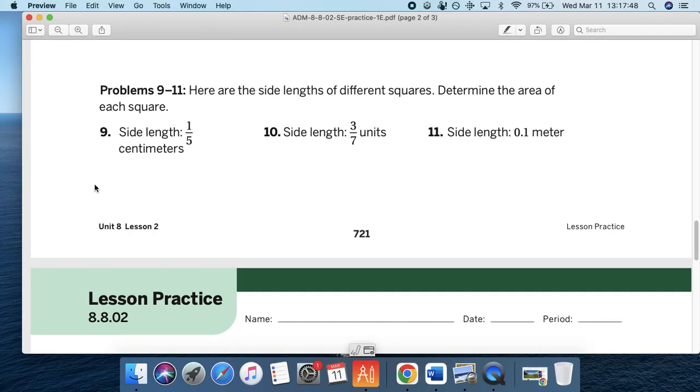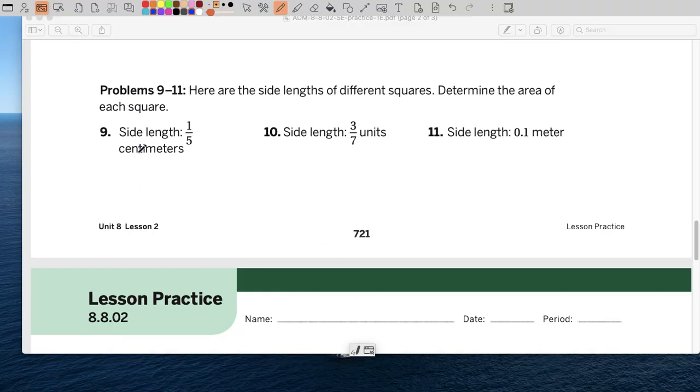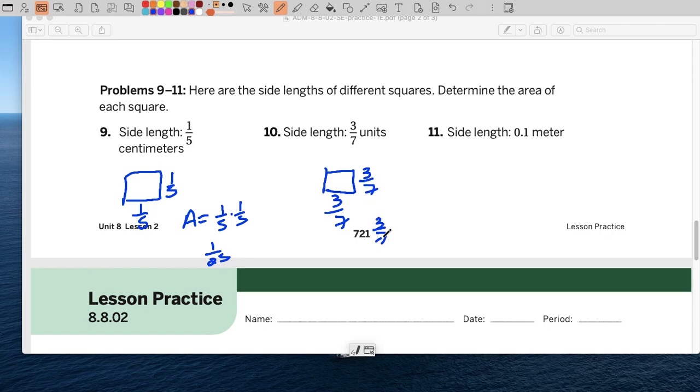Here's a square. The side length is 1/5, which means this is 1/5. So what's the area? It's 1/5 times 1/5, which is 1/25. This one is another square, and this measures 3/7. So 3/7 times 3/7 is 9/49. And here's a square. This measures 0.1, and this measures 0.1. So if I multiply that out, 0.1 times 0.1, I get 0.01.